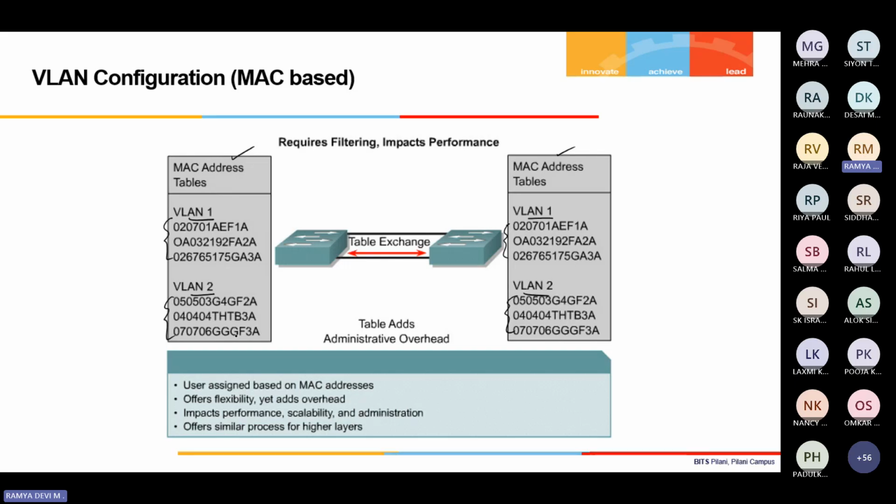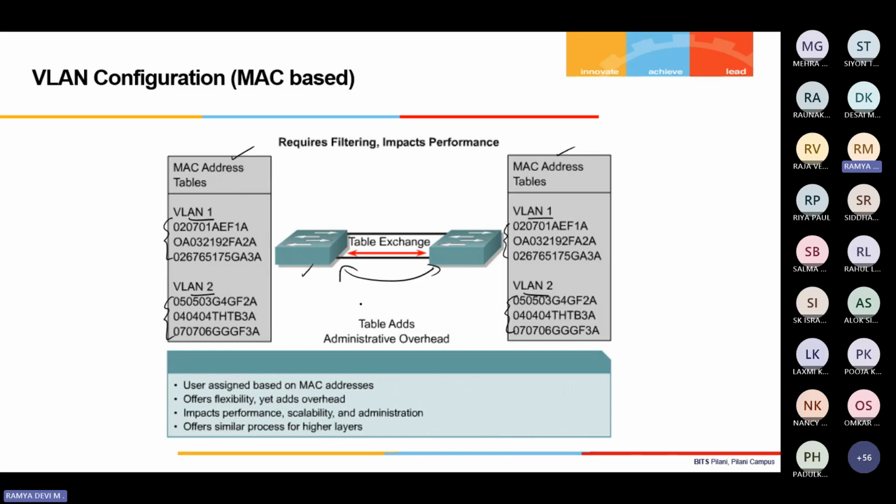Every switch will be maintaining the MAC address table. That's how it will be tracking which systems, based upon the MAC address, belong to which VLAN: this device belongs to VLAN 10 and this belongs to VLAN 20. Switches exchange MAC tables across the network, so table exchange is done here. Based upon that, administrative overhead is reduced. The tables will be updated and synchronized continuously so that filtering performance can be improved.